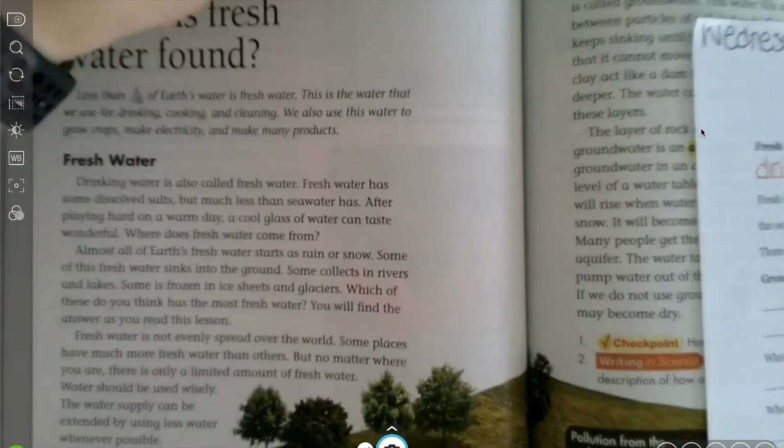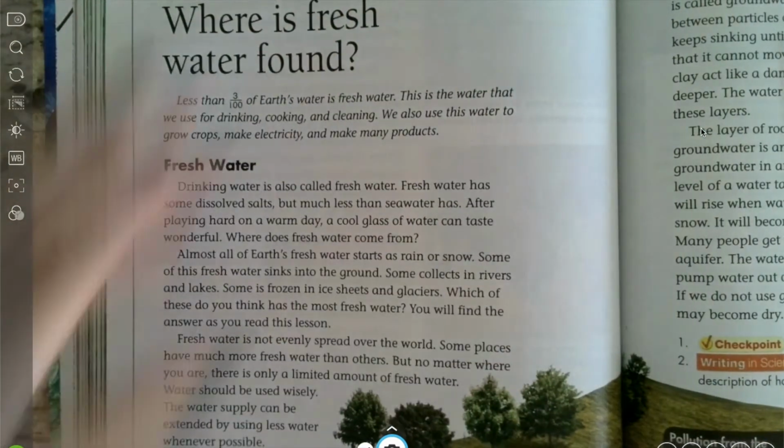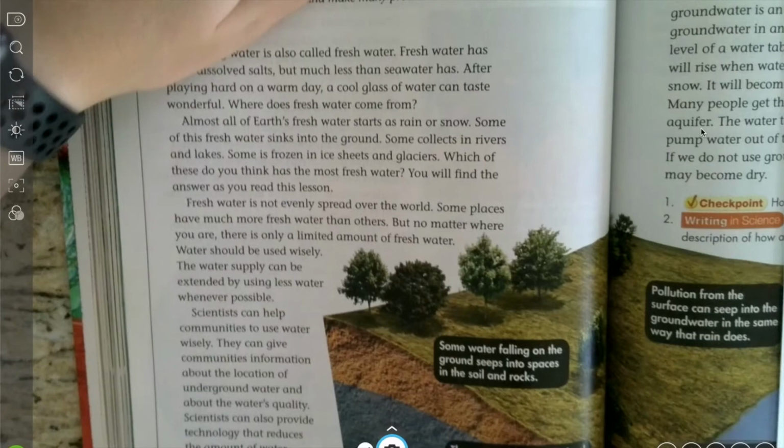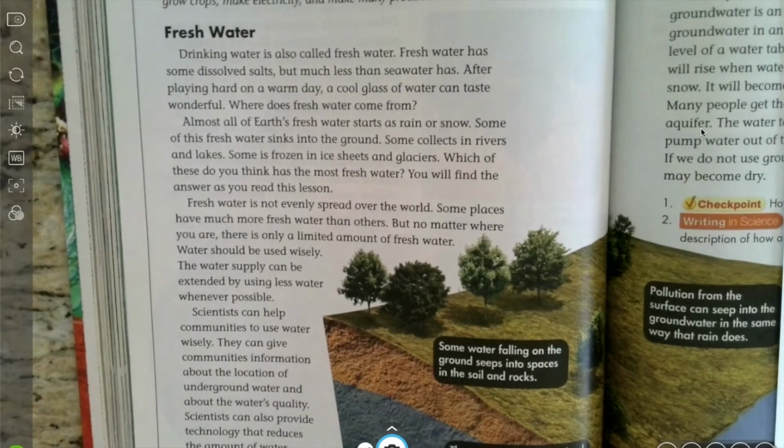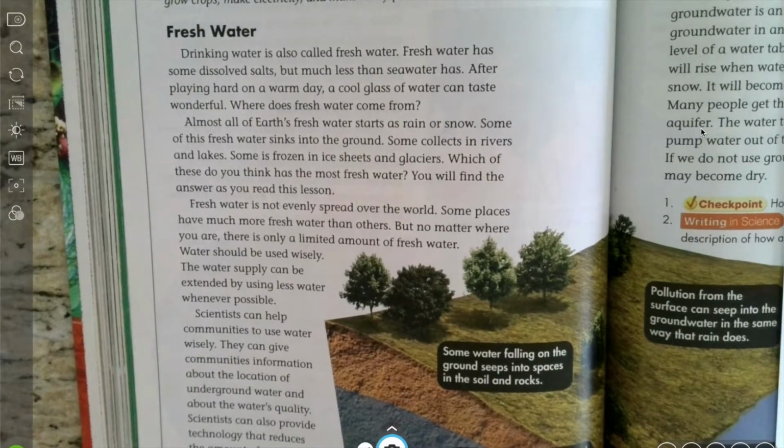Going on, scientists can help communities to use water wisely. They can give communities information about the location of underground water and about the water's quality. Scientists also can provide technology that reduces the amount of water a community needs.